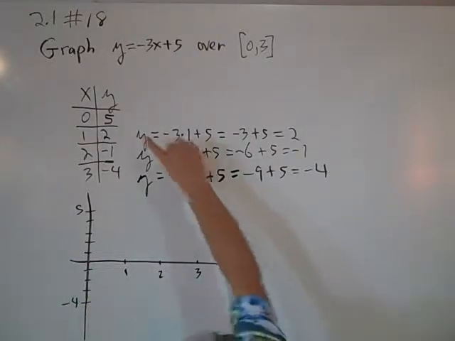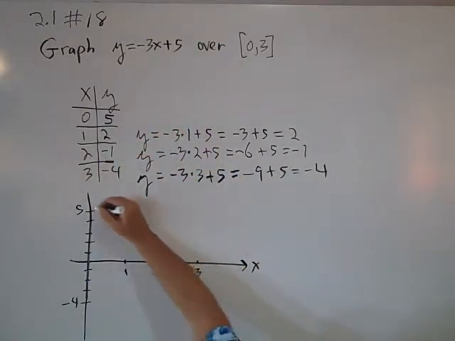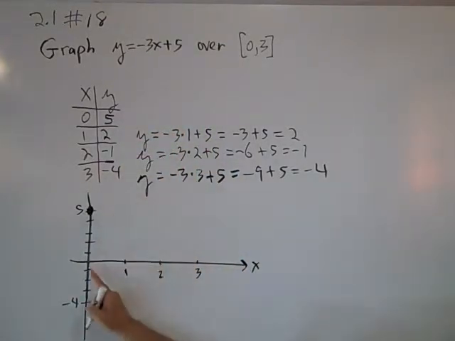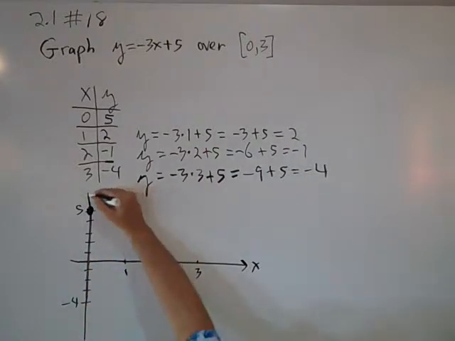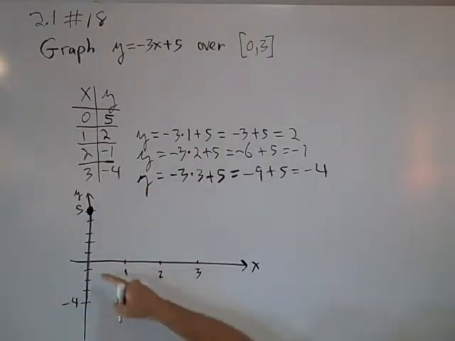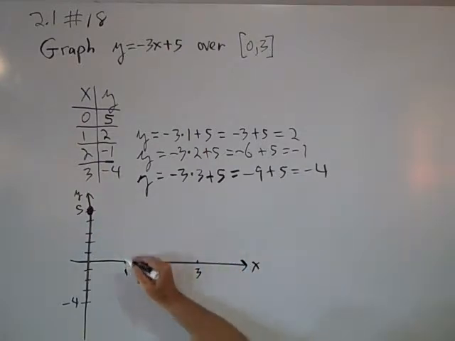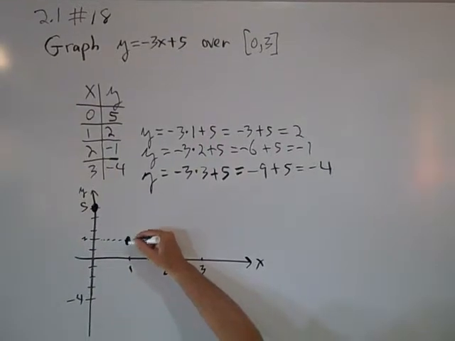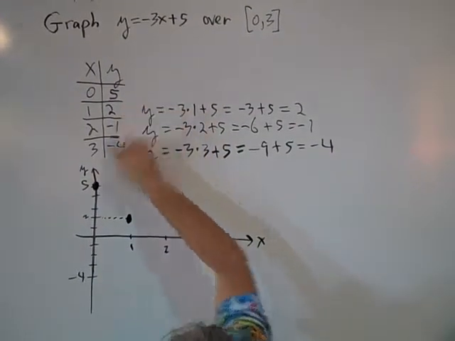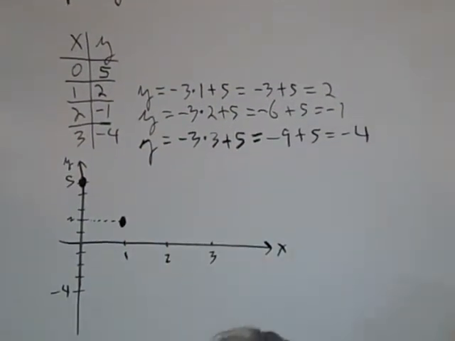Now we simply plot the points. 0, 5 is right here. You go over 0 in the x direction to stay on the y-axis, and then just go up 5. 1, 2, 3, 4, 5. Then go over 1 and up 2. Well, there's 2, so go over 1 and up 2, you're about here.